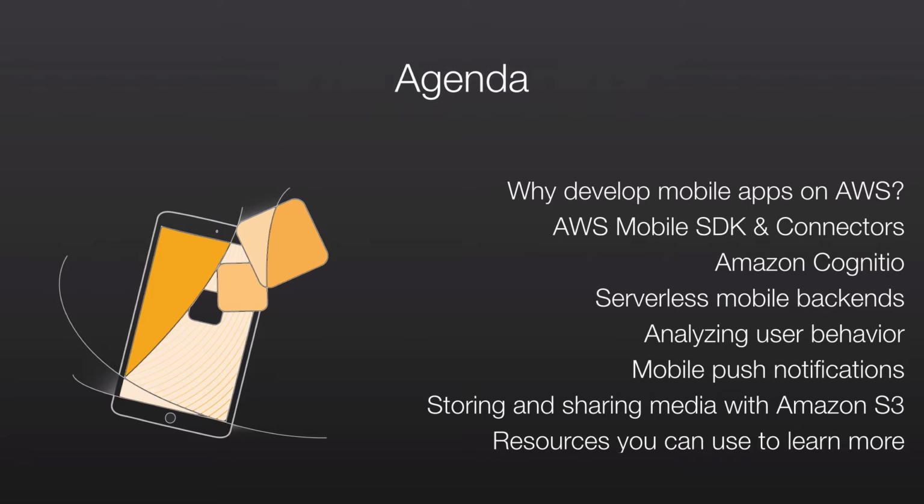And for the agenda today, we'll dive a little bit more into why you might use AWS for mobile app development. We'll then take a look at the AWS mobile SDK and connectors, Amazon Cognito, an identity and authorization service for mobile applications. We'll talk about serverless mobile backends, user behavior analysis, mobile push, and storing and sharing media with Amazon S3, so that's integrating another AWS service together with mobile apps. And then lastly, we'll show you, as usual, a few resources that you can use to learn more about developing mobile applications in the AWS cloud.